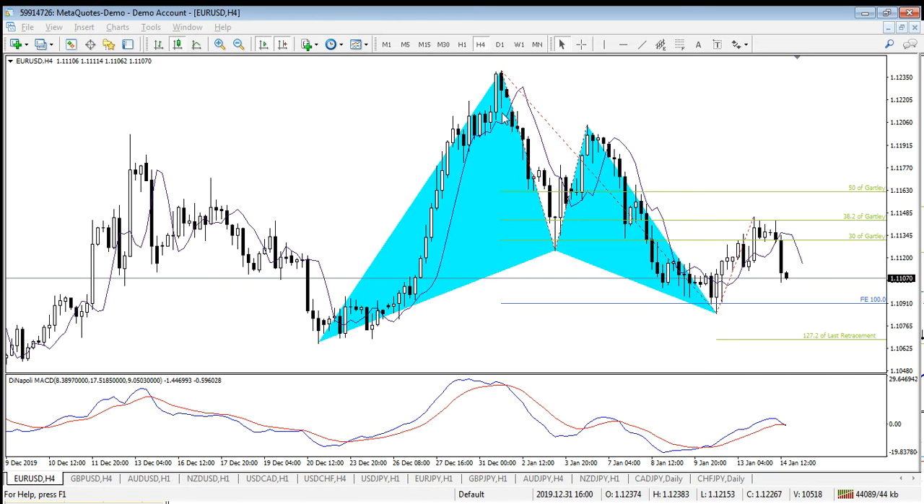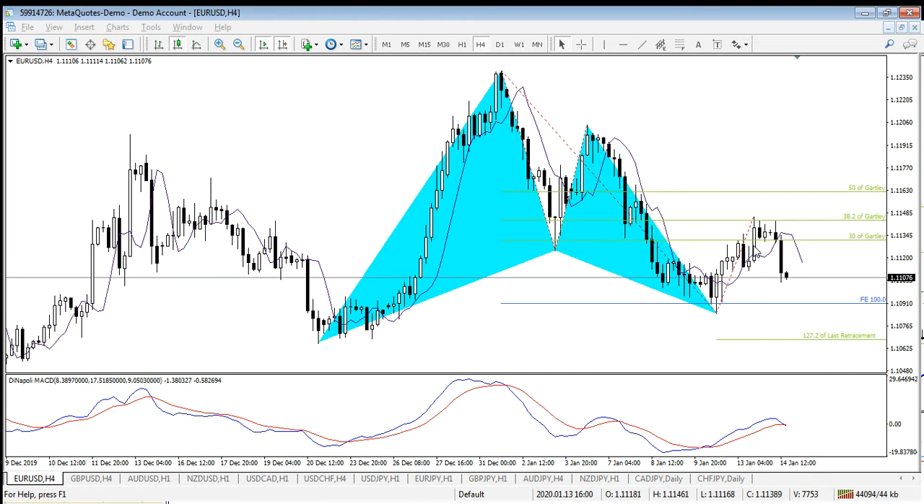So when this Gartley was formed, it is a reversal pattern and price should react to the upside. That had happened initially after formation of this bearish candle from this 30% of the Gartley. I had suggested to enter sell, which didn't work, and we had to exit the position with minus 15 pips because market had moved to the upside.